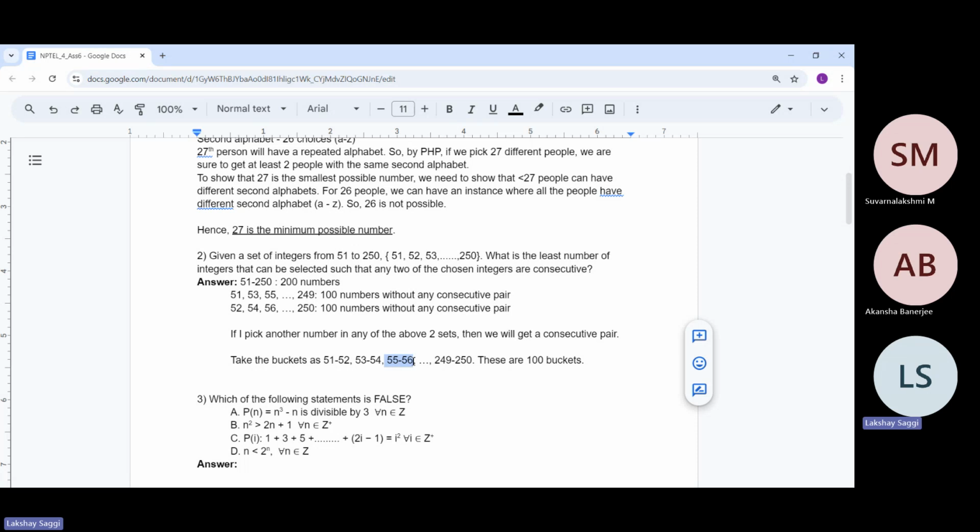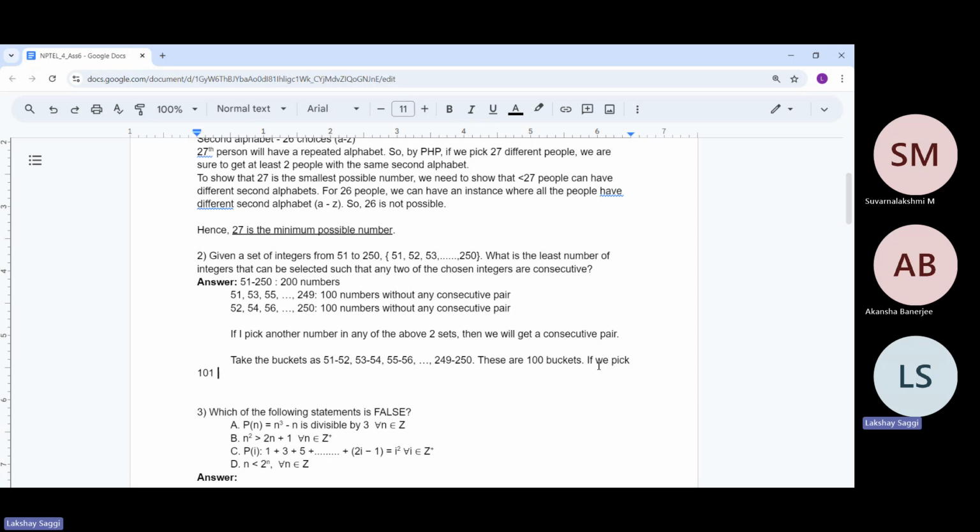So I hope everyone gets the idea of what I'm trying to say here. If we pick 101 numbers, then at least two numbers are guaranteed to belong to one bucket.